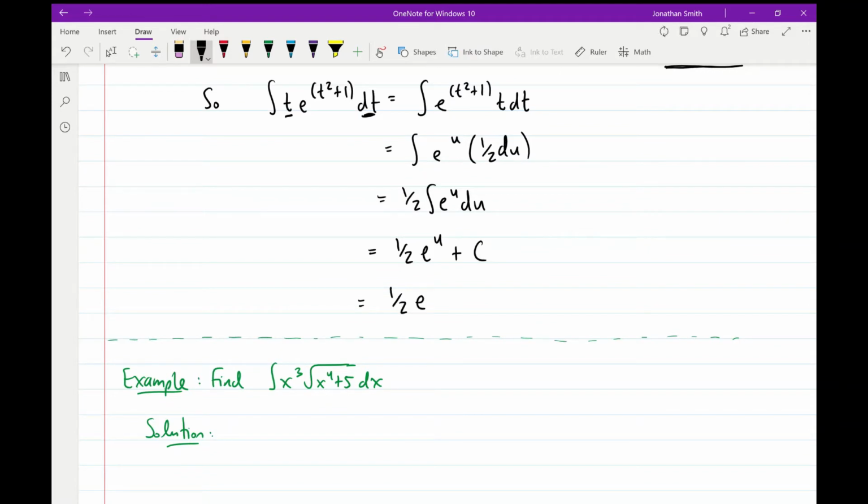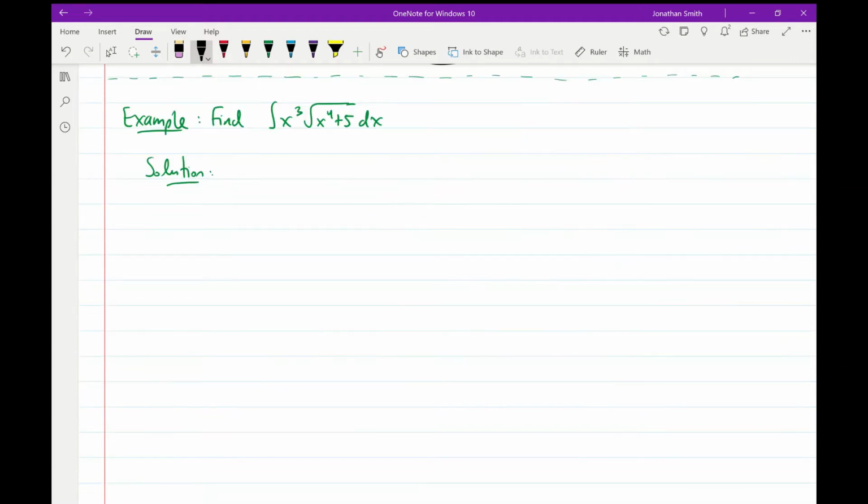And I get 1/2 times e to the t squared plus 1, plus c. So this would be our antiderivative. All right, let's do another example of u-substitution.